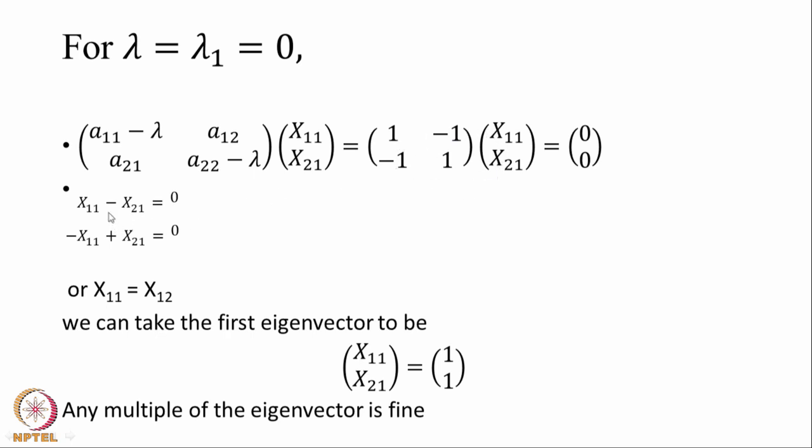These two equations I got by expanding and multiplying this matrix. Now you see that both these equations are identical. Why are they identical? Because this is x11 minus x21 equal to 0, and just taking the minus of that equation gives minus x11 plus x21 equal to 0. Since both are identical, the only solution is x11 equal to x21. This is my solution, because the sum is 0. Once I know that x11 is equal to x21, this I call the first eigenvector.